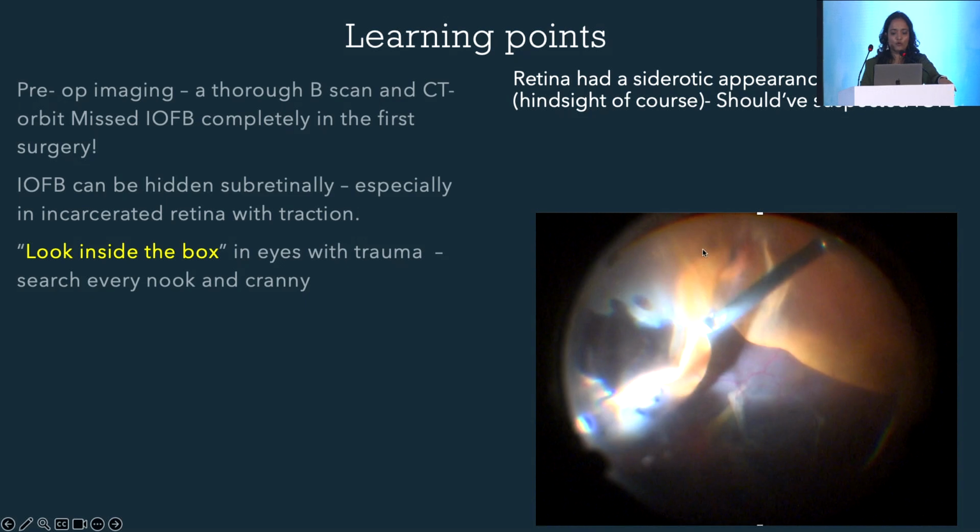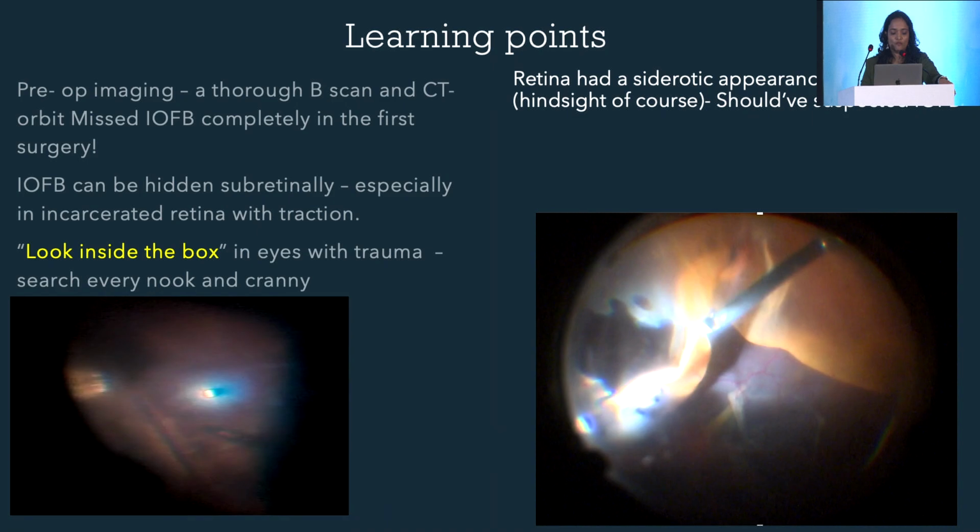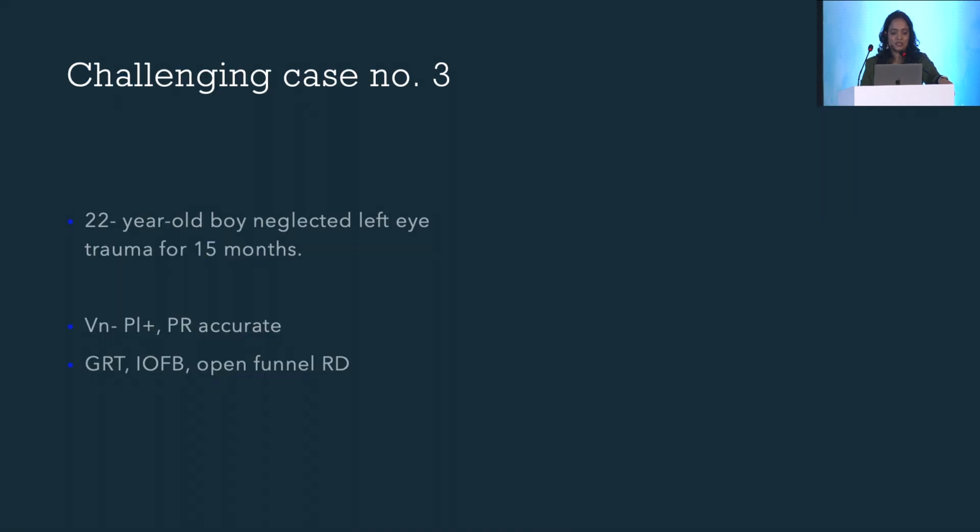So now if you look back, this is definitely a siderotic appearance of the retina in the first surgery itself, and we should have suspected a foreign body. So the lesson was to look inside the box and search every nook and cranny of the eye for neglected trauma cases. So this is the third case where I was a little wiser, I think.